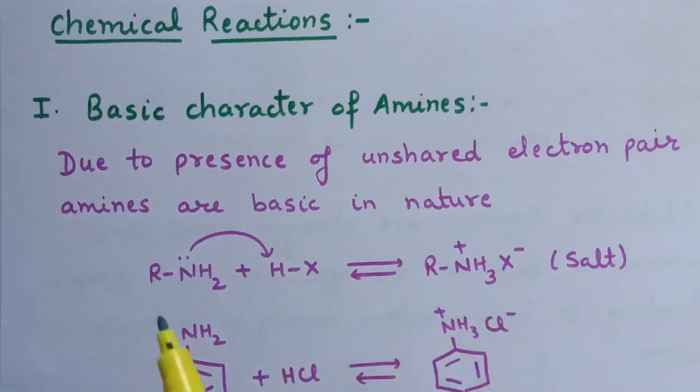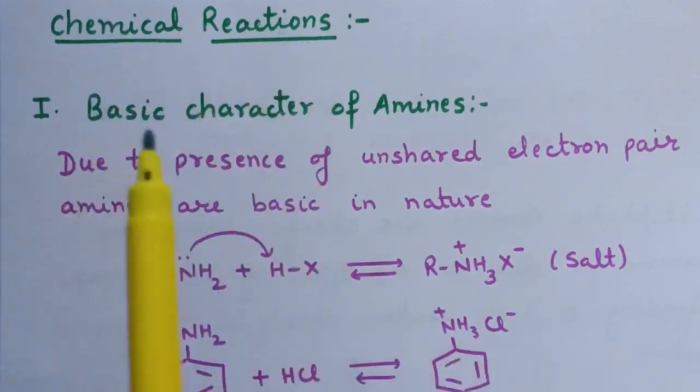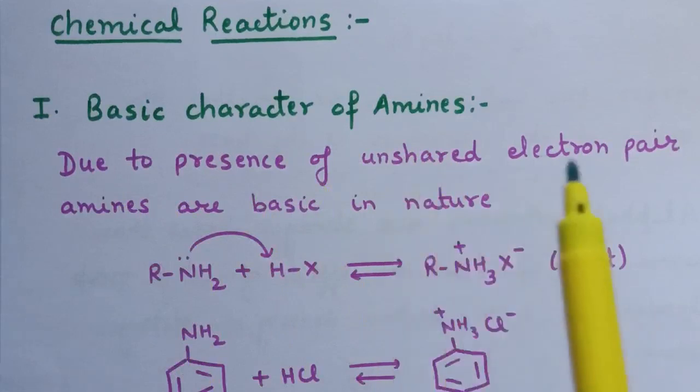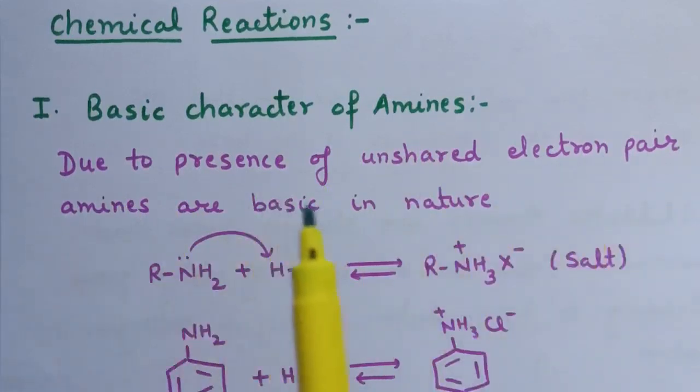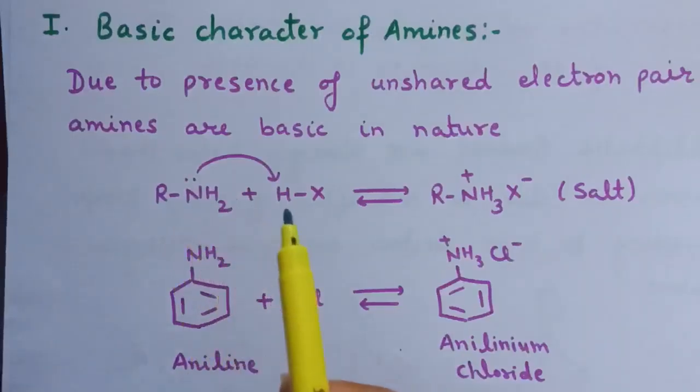In the last lecture, we were discussing the physical properties of amines. Now next is chemical reactions. First is basic character of amines. Due to the presence of unshared electron pair, amines are basic in nature and they react with acids to form salt.